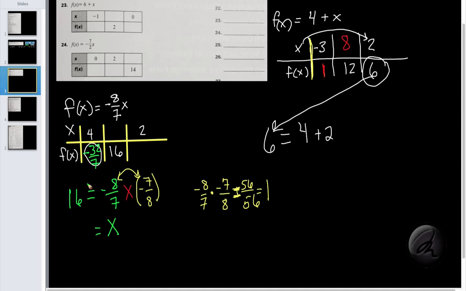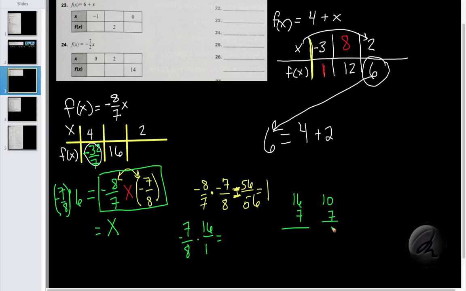Okay? So now if I multiply this side of the equation by a negative 7/8, that means I have to multiply this side of the equation by a negative 7/8 as well. Let's do that off to this side. So negative 7/8 times 16 over 1. What's 7 times 16? 10 times 7 is 70, and 6 times 7 is 42, so this will equal 112. So this is 112, and 1 times 8 is 8.